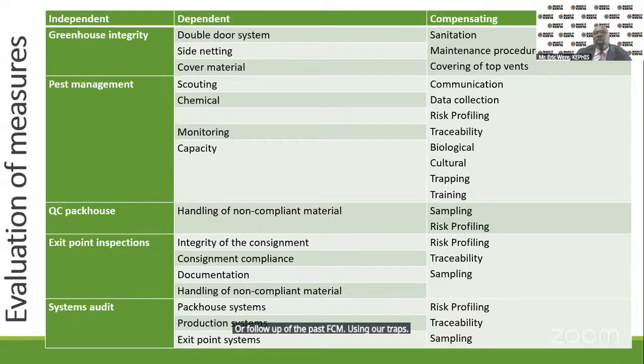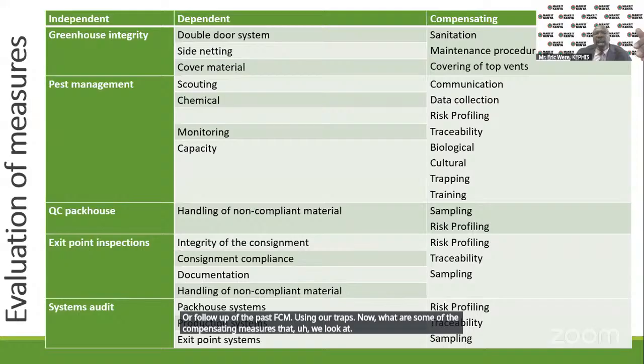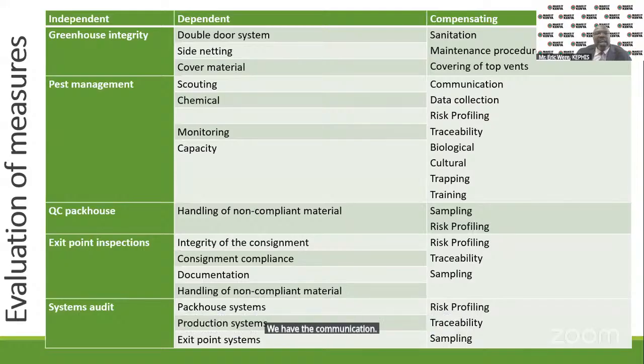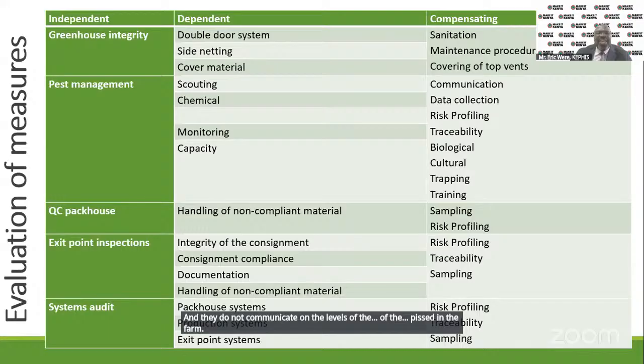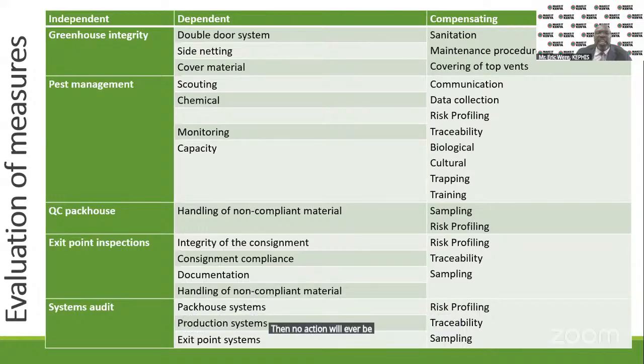Now, what are some of the compensating measures that we look at? We have the communication. Yes, I've done my scouting, I've done my spray, I've done my monitoring. How do I communicate? If I do my scouting, I've done my monitoring, and I do not communicate on the levels of the pest in the farm, then no action will ever be taken. So communication also becomes key in terms of relaying the information for us to be able to manage the pest.